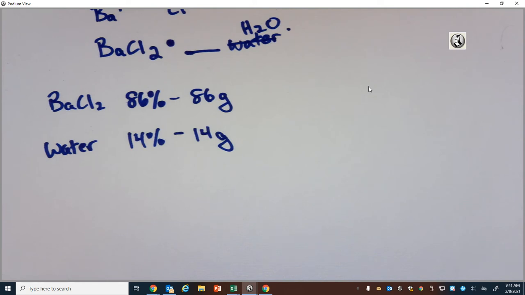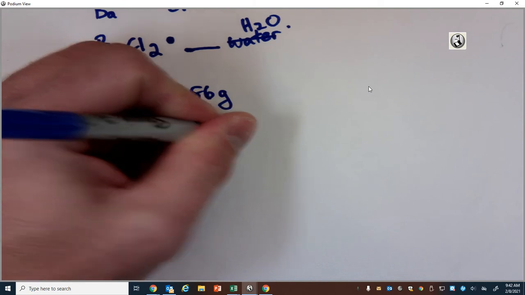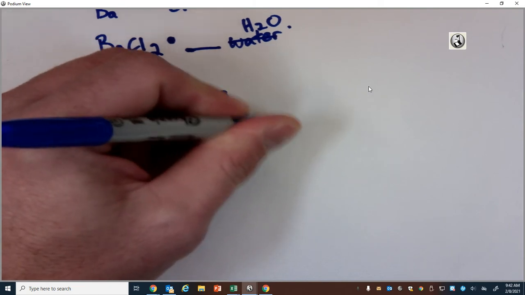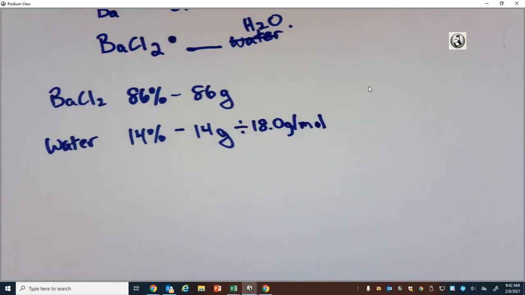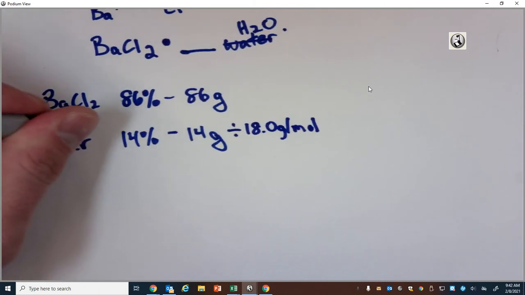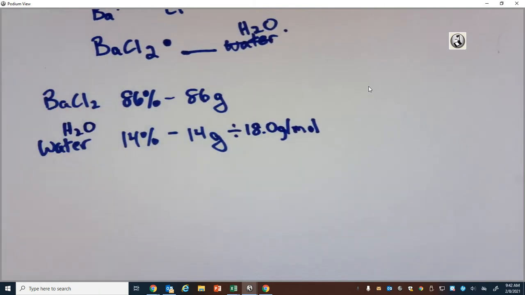So now we've got grams, so we've got percent to mass, mass to moles. Now we've got to divide by the GFM. Now water, I'm assuming you know that water's GFM at this point is 18.0 grams per mole. It's 1 oxygen and 2 hydrogens. If we write the formula here, I could have written the formula there instead of the word. So 2 hydrogen, 1 oxygen adds up to 18 grams per mole.